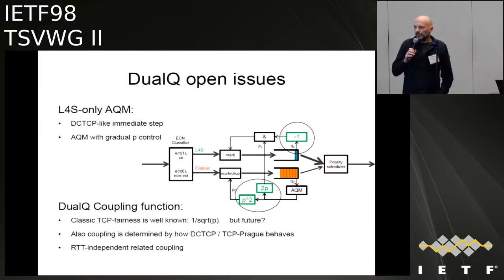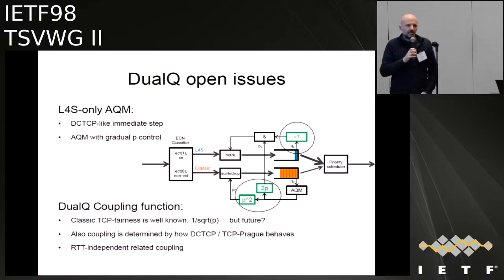Then the other point of discussion, which is more heavily discussed, is about the coupling function, and I think we should separate that into 3 parts. The first topic is whether there is consensus that classic TCP fairness is about 1 over square root p, which I think is true today, but most people are concerned about whether that will stay true in the future as well.